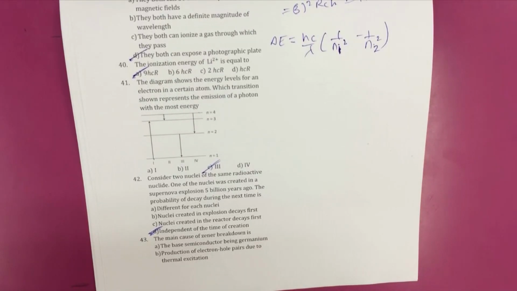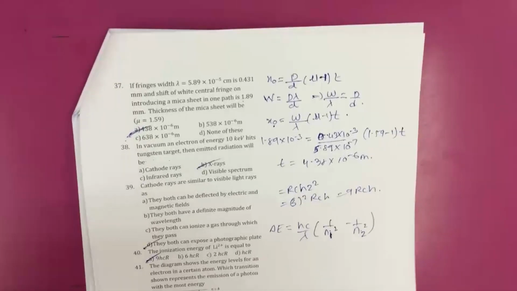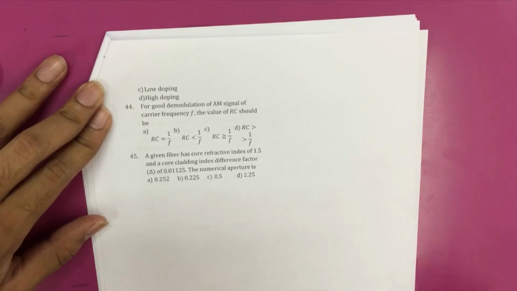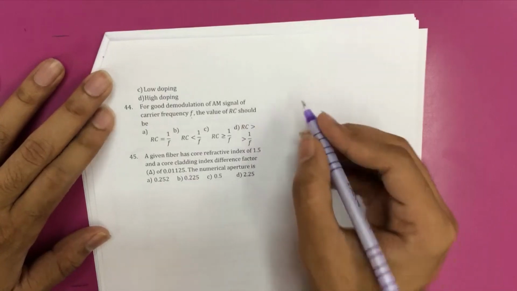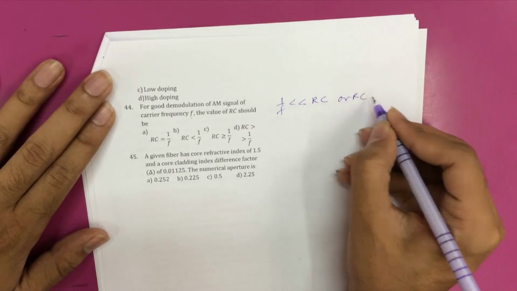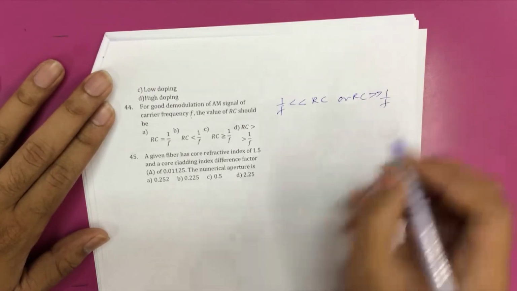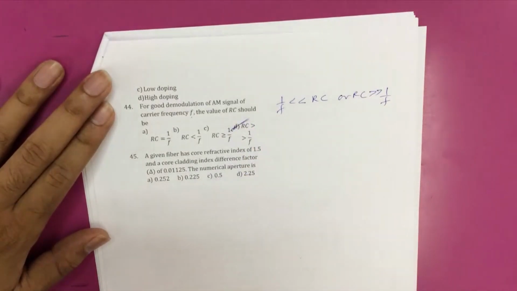Question 43. The main cause of Zener breakdown is. Now Zener breakdown is because of production of electron hole pair due to thermal excitation. So here the correct answer will be production of electron hole pair due to thermal excitation. That is option B. Question 44. For a good demodulation of AM signal of carrier frequency f, the value of RC should be: 1 by f should be less than RC, or basically RC should be greater than 1 by f. So basically the correct option here is option D.